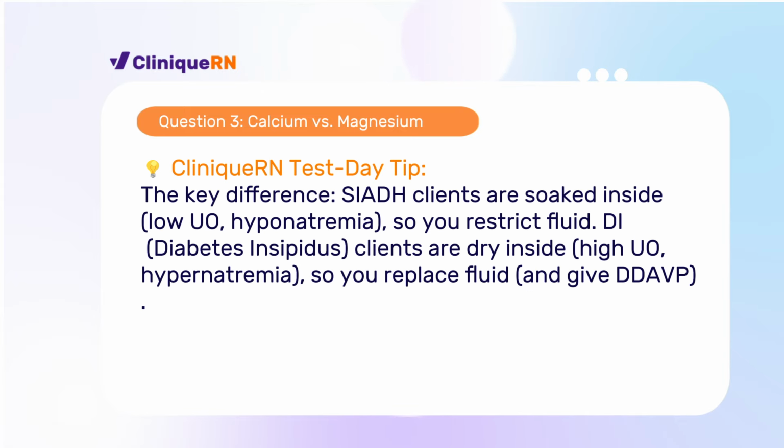Clinique RN test day tip. Think of magnesium as the helper for the other electrolytes. Low magnesium prevents the correction of low potassium and low calcium. Always prioritize magnesium replacement first.